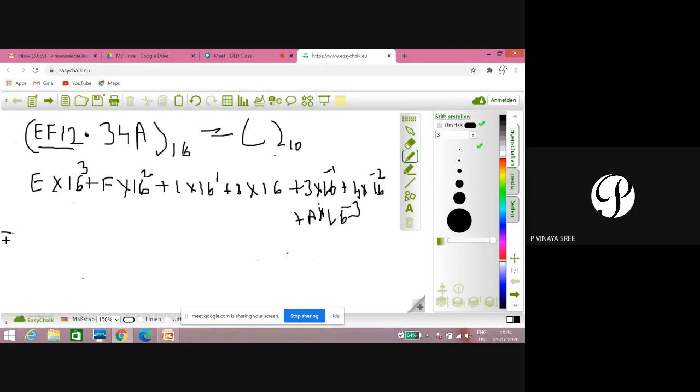Now tell me what is the E value? 14, ma'am. F is 15. Actually, in the next step you have to write again 14 into 16 power 3 plus F 15 into 16. I am not writing it here, but note it down in your notes. And here, one more, we have A. A is 10. If you calculate, tell me what is the final answer?